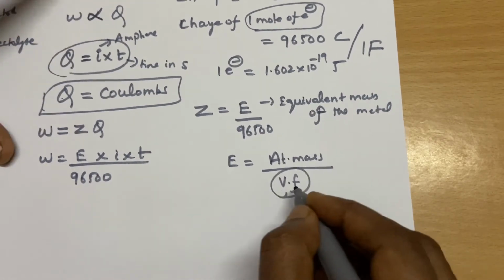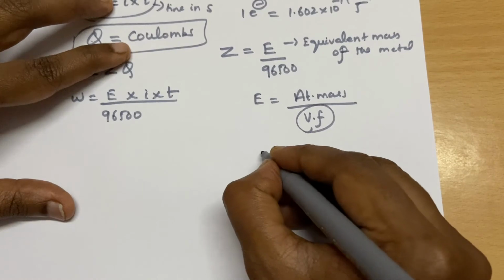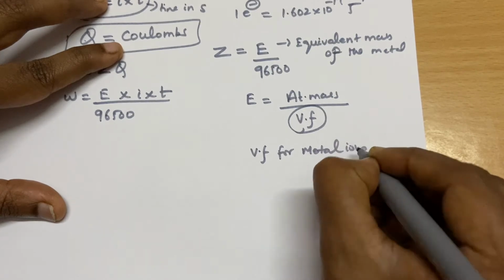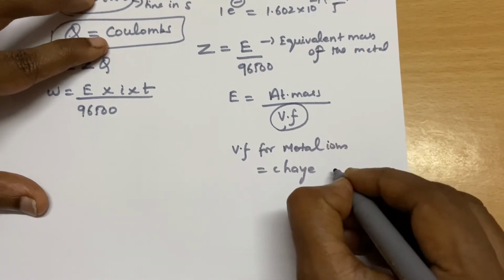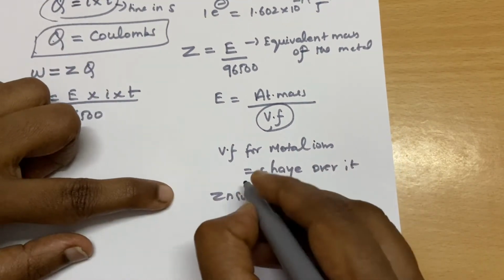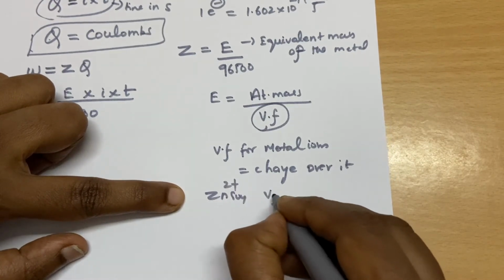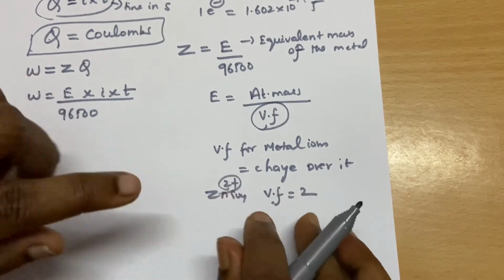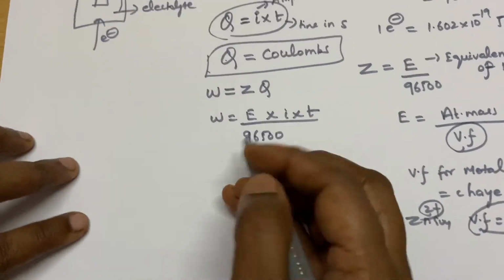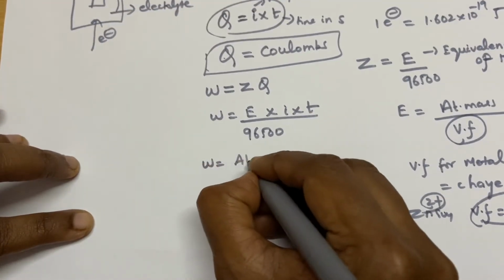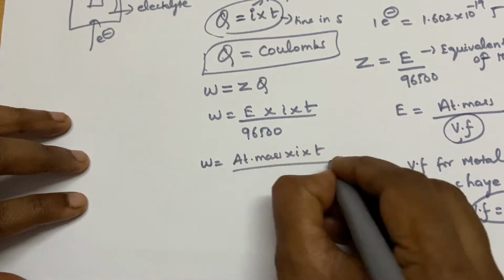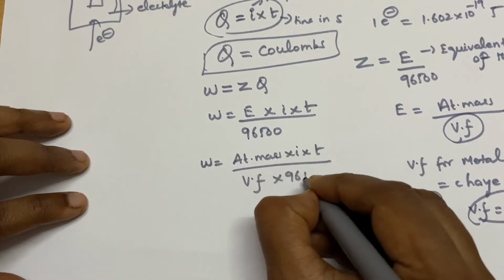Don't worry about the valence factor for all the metal ions. For all the metal ions, the valence factor is equal to the charge on it. For zinc sulfate, the charge on zinc is Zn 2+, so the valence factor for zinc is equal to 2. You have to just take the charge on that particular metal, that's all. So substituting atomic mass or molecular mass, depending on the situation, this is weight over valence factor into 96,500.